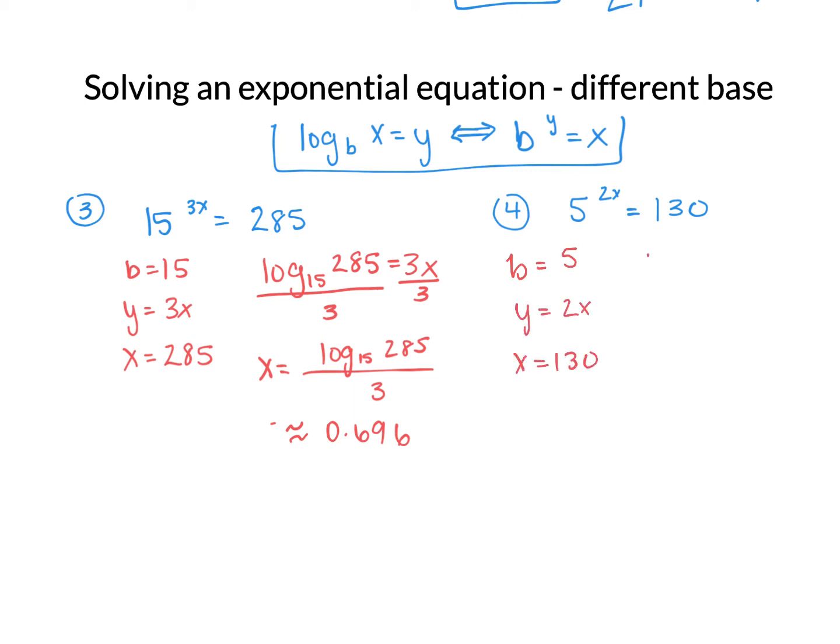Okay, we'll rewrite it as log of what? Log base 5 of 130 equals 2x. Divide by 2. So x equals log base 5 of 130 divided by 2. Into our calculators, and we get what?